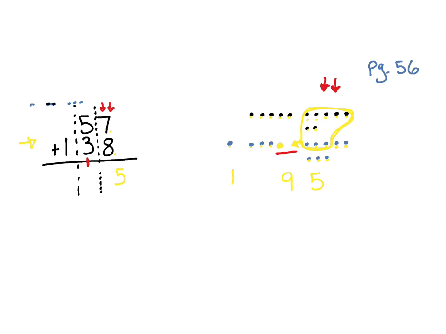Alrighty, so we have 5 in our ones. Let's add our tens now. We have 5 plus 3, which is 8, plus 1 more. Don't forget to add that 1 that we added. So that's 9. And then add our hundreds. 100 plus nothing is still just 100. 195. Good.